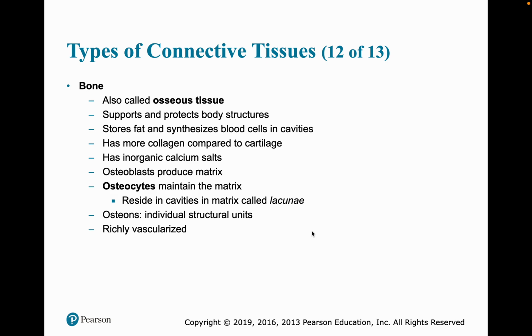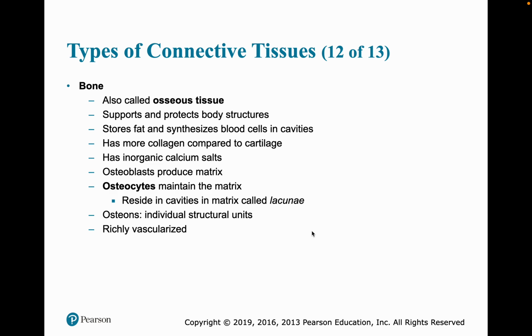Bone tissue is also called osseous tissue. Cells that make it up are called osteocytes and osteoblasts. They support and protect body structures, store fat, synthesize blood in their marrow cavities, and have more collagen compared to cartilage, plus inorganic calcium salts. Osteoblasts produce the matrix. Osteocytes maintain the matrix.